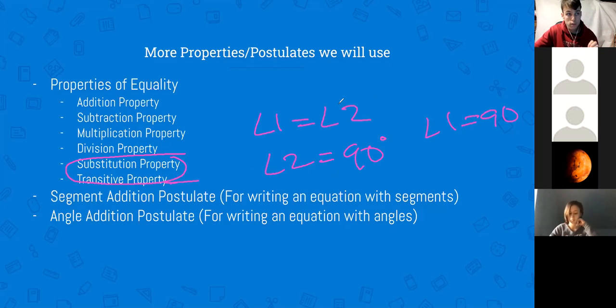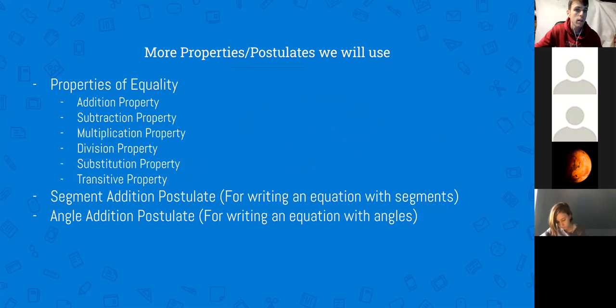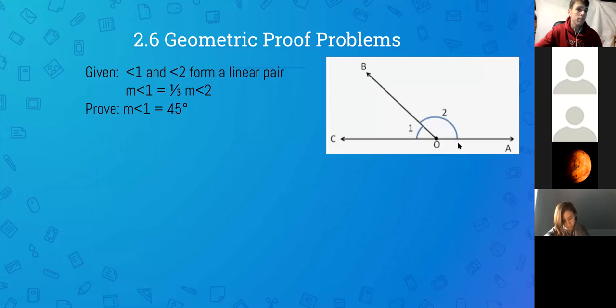Substitution is also something that's useful. If we know two angles are equal, then we can just replace one with the other wherever we want. That's something we'll also be doing a lot. Whenever we have an equation, we may need to make substitutions into an equation. And then generally the segment addition postulate and the angle addition postulate can be used for writing an equation based on a picture about segments or about angles. We use all those things.